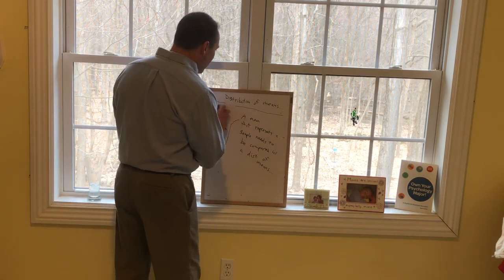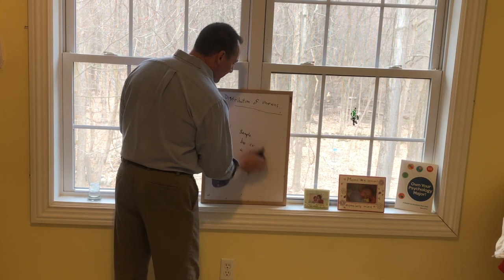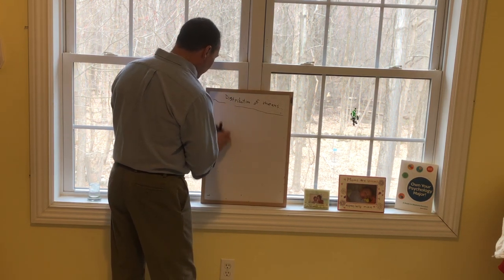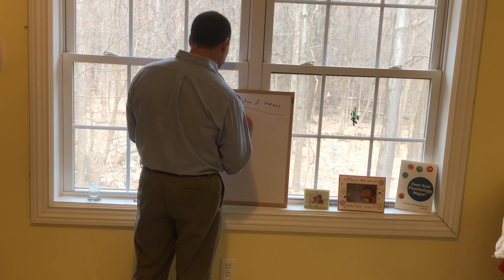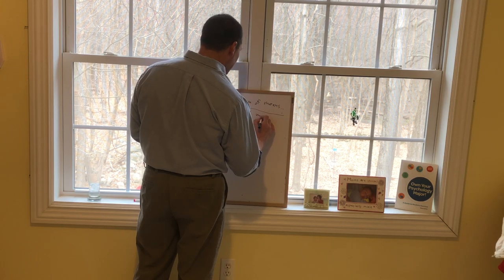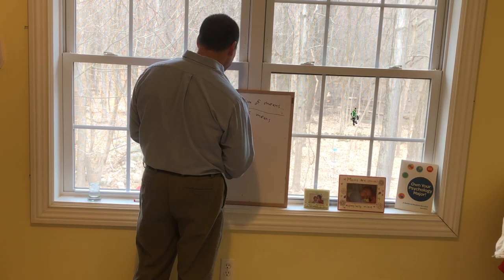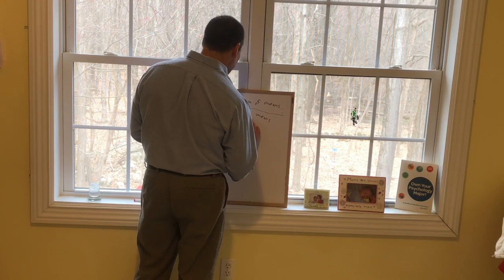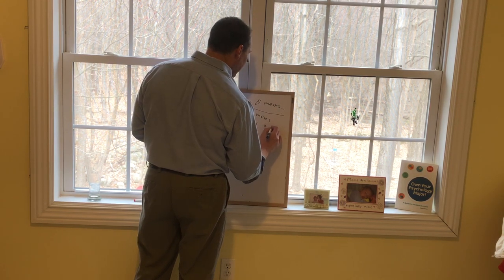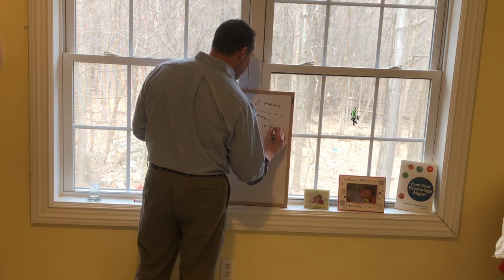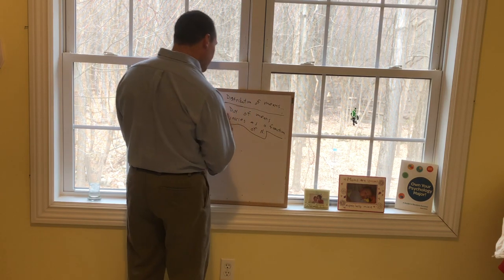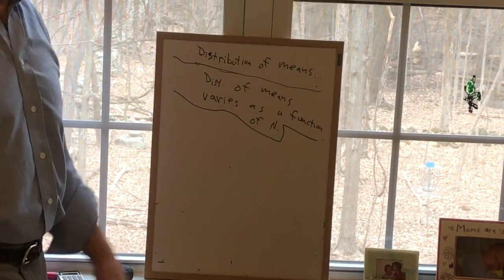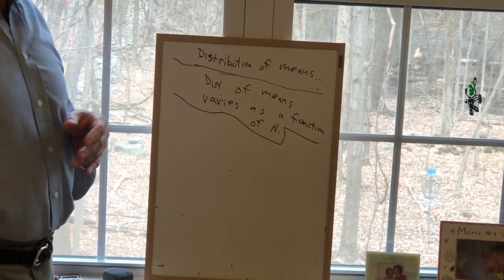Now, what does a distribution of means look like? An important thing that you'll see is that the distribution of means varies as a function of n. So a distribution of means varies as a function of n.